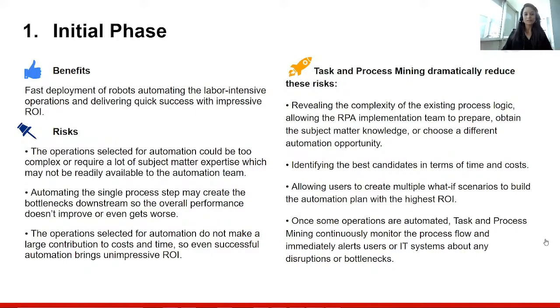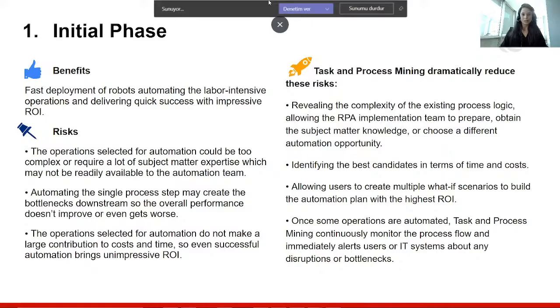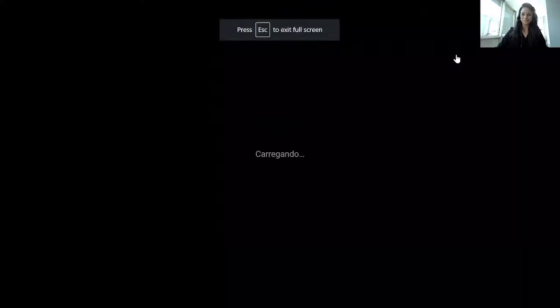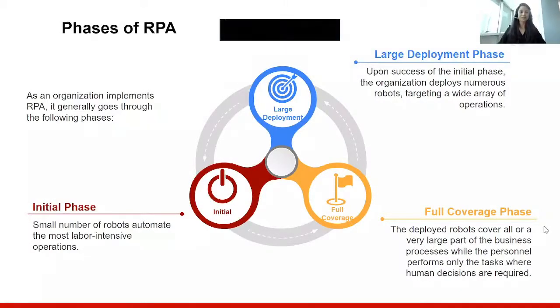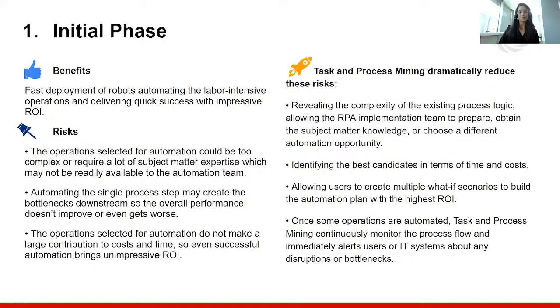Normally, we can divide the RPA application in 3 phases. I will share the presentation again. Okay, this one. So, as I was saying, the application phases of RPA can be divided in 3. The first is the initial phase. Then we have the large deployment phase and the full coverage phase. I will explain them one by one in more detail, starting with the initial phase.